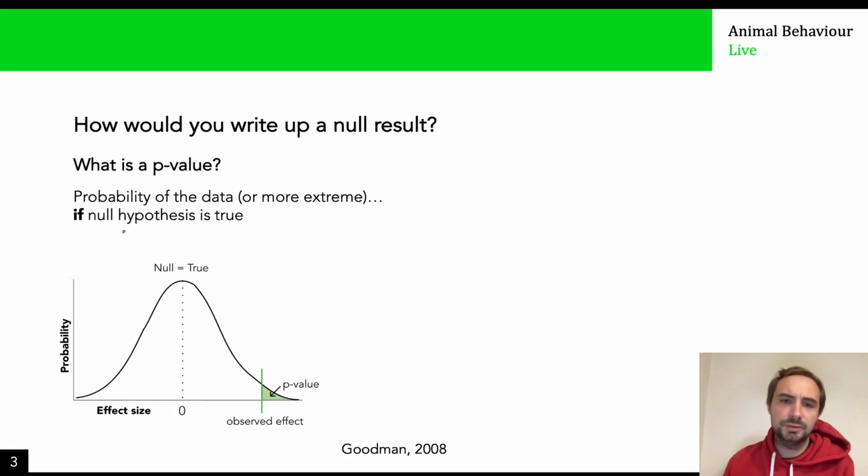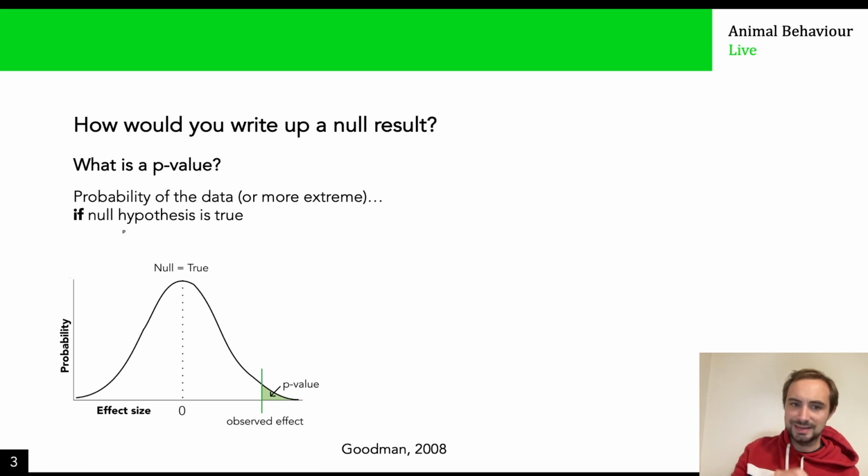Before getting onto the main topic, which is how null results have been written up in the literature, we first need to consider how you should be writing up null results and what a p-value really is. So a p-value is the probability of the data, or more extreme, if the null hypothesis is true. What you have here is a graph showing the probability of different effect sizes under the null hypothesis being true. And as scientists, we tend to have an arbitrary threshold at 0.05, and anything that is less likely to happen than that we call significant.